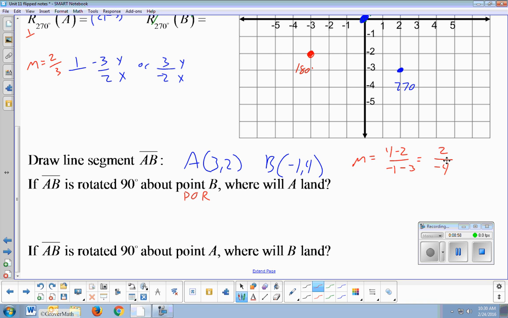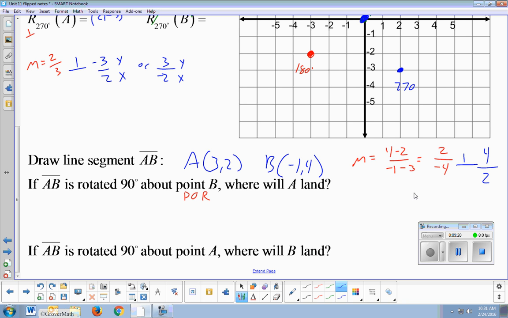If I did the Pythagorean theorem with these, that would give me a hypotenuse length. I want to keep it that way. So I'm going to keep my slope unreduced when I'm doing these questions. All right, so that is the slope of AB. Its perpendicular slope would be positive 4 over 2. Okay. Now, this is where it gets tricky.